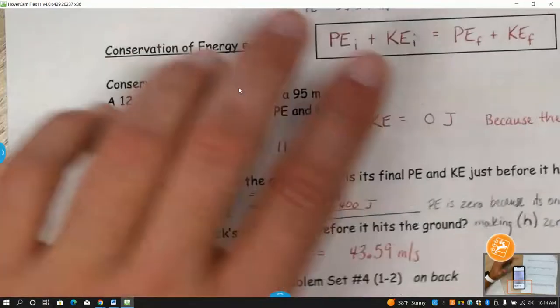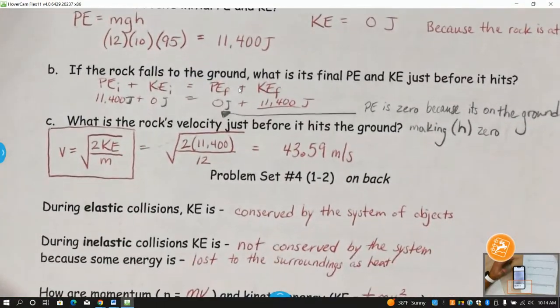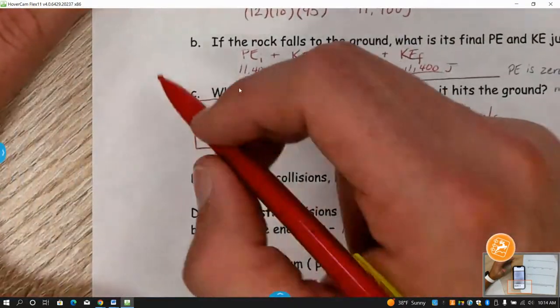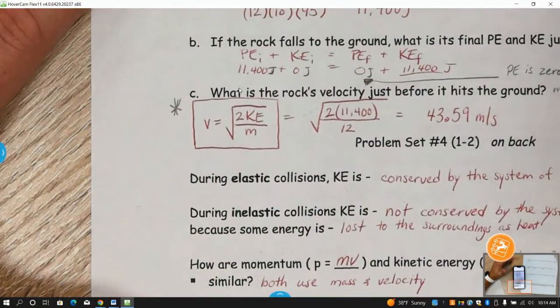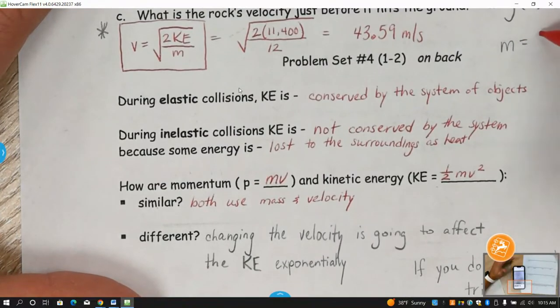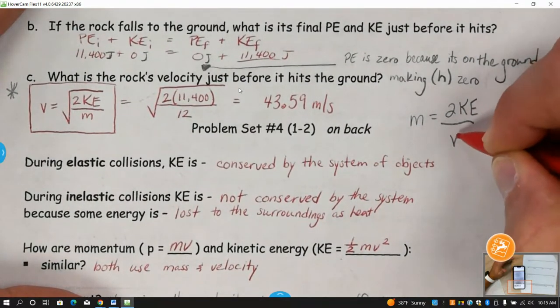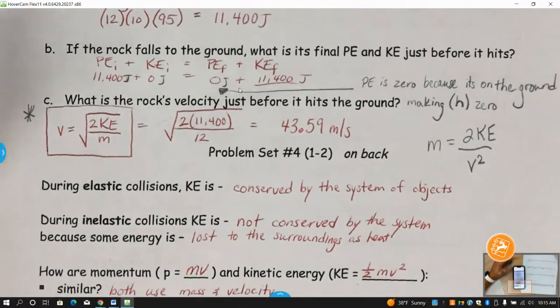Then we looked at a conservation of energy equation here. We spoke about it briefly. You can rearrange the kinetic energy equation to solve for v, which you will need to do on that assignment. And also, I don't know if it will be needed, but it would be 2KE over v squared if you needed to find mass. So you guys can write that in there. And we're not going to worry about the collisions right now. We're not going to talk about those.